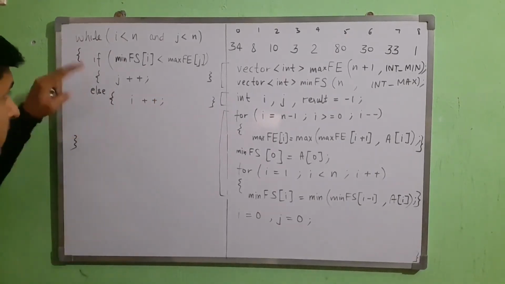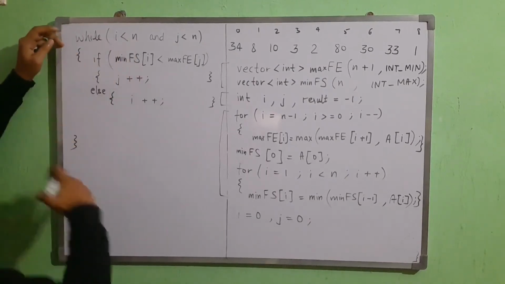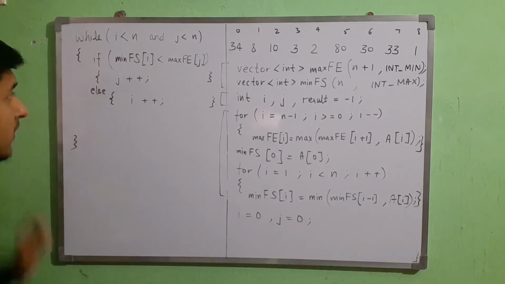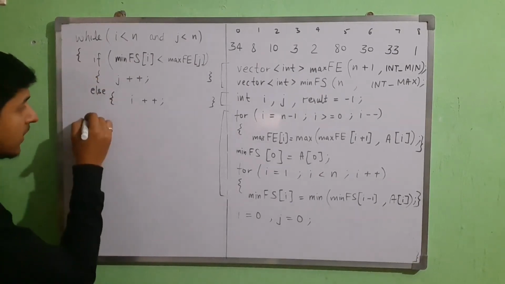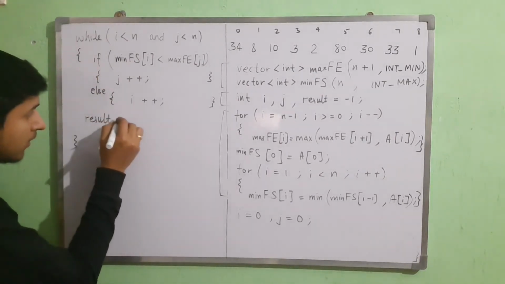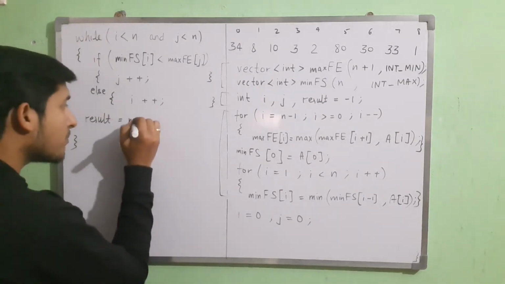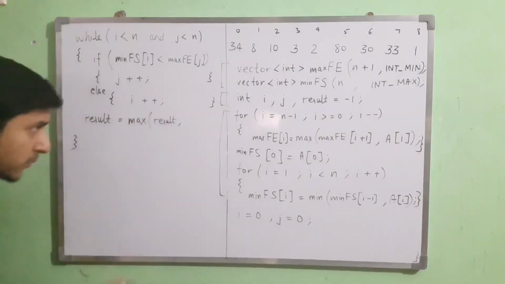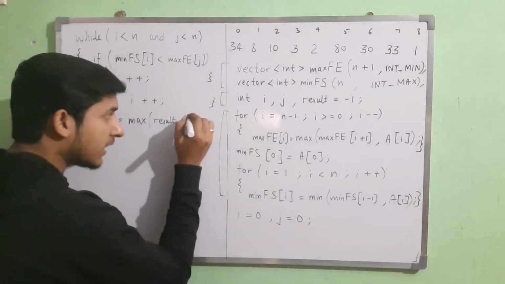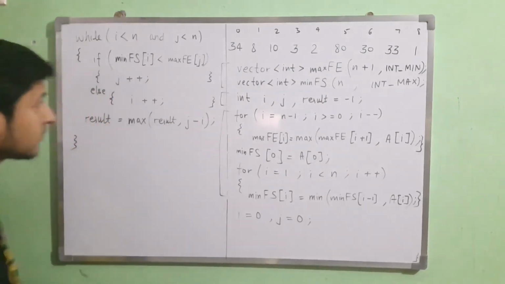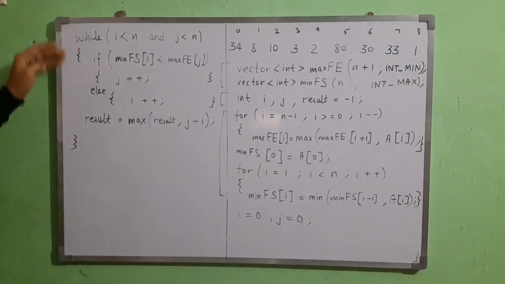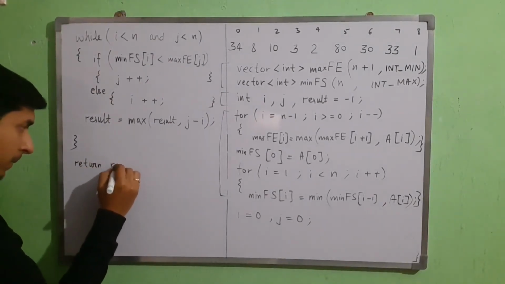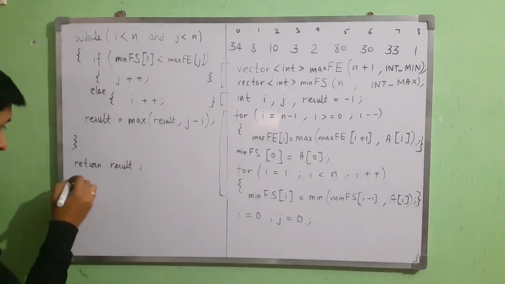After this, it means at every iteration one of these two things will update, either i or j, and then my result will also be updated as the maximum of the result that was there up to now and j minus i. So after this I'll return result, and that will be our answer. So close this function.